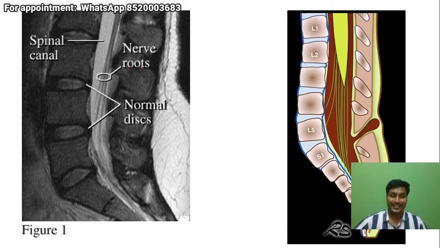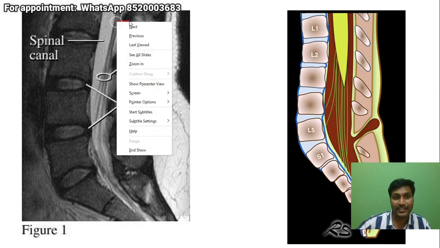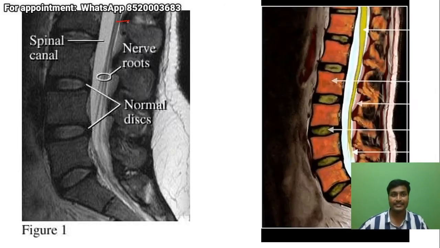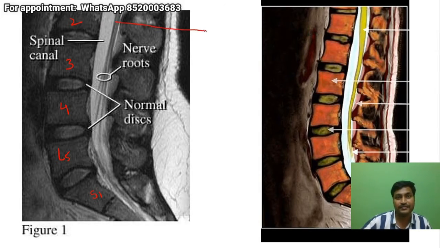Next we will go into the pathology. But before that, I want you to revise again. One important thing I wanted to tell again is, this one is S1. Everyone can identify the sacrum. This is L5, 4, 3, 2. So what is this which I am seeing? Let me label it here: 5, 4, 3, 2, 1.